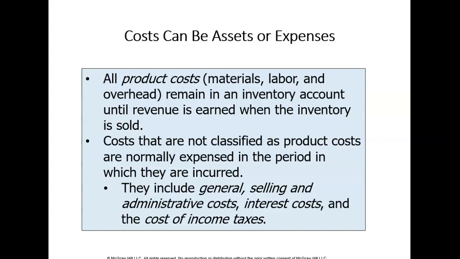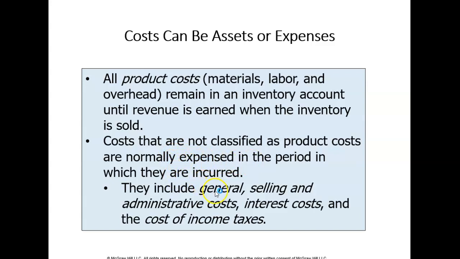So in essence, when you first acquire these costs, the cost goes into an asset account known as finished goods inventory. When a product is actually sold, you're going to recognize revenue from the actual sale of the product based upon the sales price. And you're going to have an expense known as cost of goods sold that you're going to hear about later. Costs that are not classified as product costs are known as period costs and are going to be expensed in the period in which they're incurred.